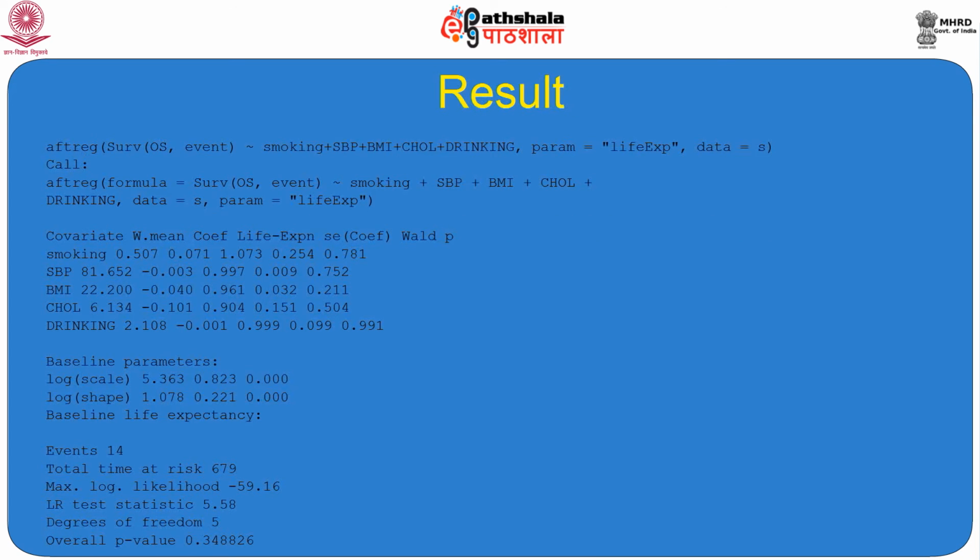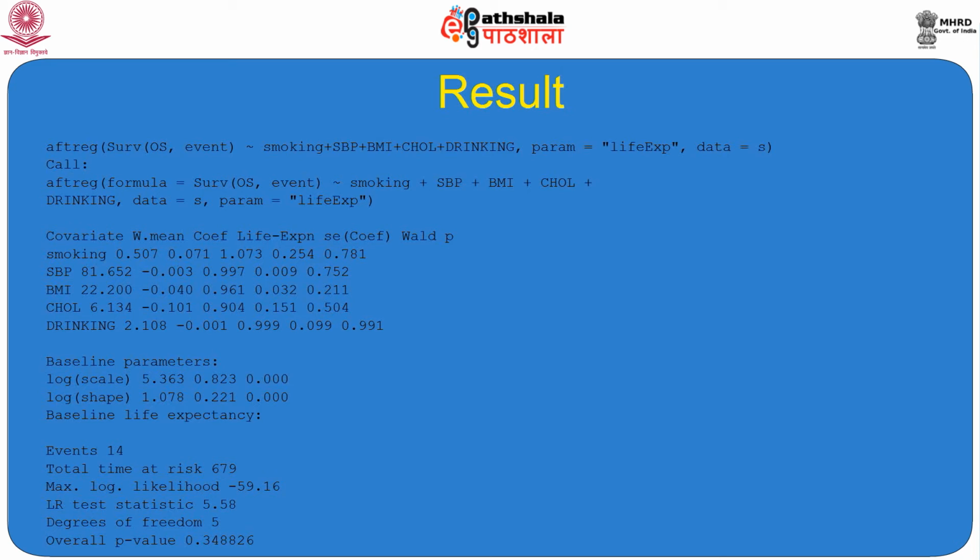Now we go to the second slide. This is the result obtained from this study, where the AFT-REG function we used earlier is coming. As a result we can see the covariates listed here: smoking, SBP, BMI, cholesterol and drinking in the first column, and in the second column their weighted mean is also assigned. That is the beauty of accelerated failure time modeling applications. It assigns to each and every individual the weighted mean here, and the corresponding regression coefficient estimates are given in the third column.